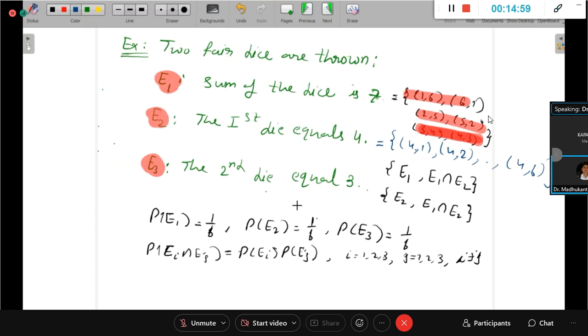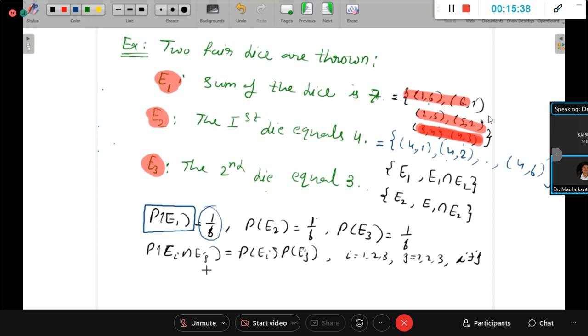Now, the purpose of having this example is as follows. You can find the probability of E1, getting the sum of the dice as 7. How many pairs are there: 1, 2, 3, 4, 5, 6, and the occurrence of each pair is equally likely, that's 1 by 36. So you have 6 by 36, which is going to be 1 by 6. Probability of E2 is also 1 by 6, and probability of E3 is also 1 by 6. That also can be proven.